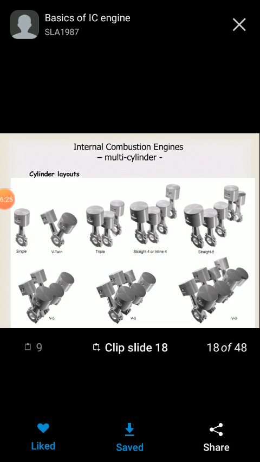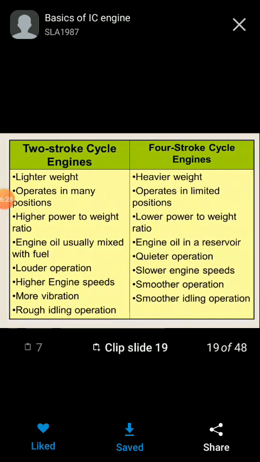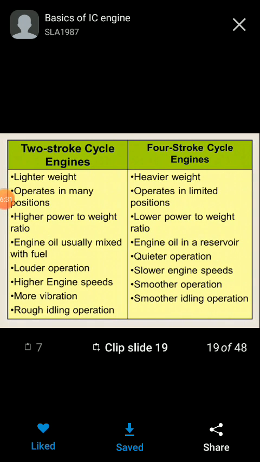Internal combustion engine for multi-cylinders, cylinder layouts. Now let us discuss the differences between the 2-stroke cycle engine and the 4-stroke cycle engine. The 2-stroke cycle engine has lighter weight, but the 4-stroke cycle engine has heavier weight. The 2-stroke operates in many positions, but the 4-stroke operates in limited positions. The 2-stroke cycle engine has a higher power to weight ratio, but the 4-stroke has a lower power to weight ratio. In the 2-stroke cycle engine, the engine oil is usually mixed with the fuel, and in the 4-stroke cycle engine, the engine oil is in a reservoir.